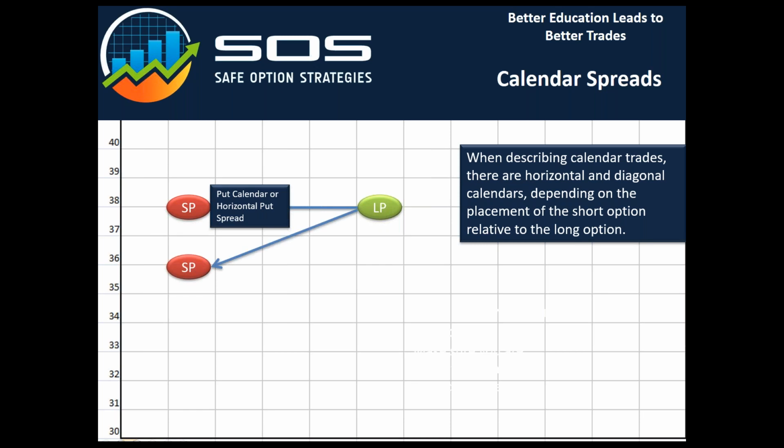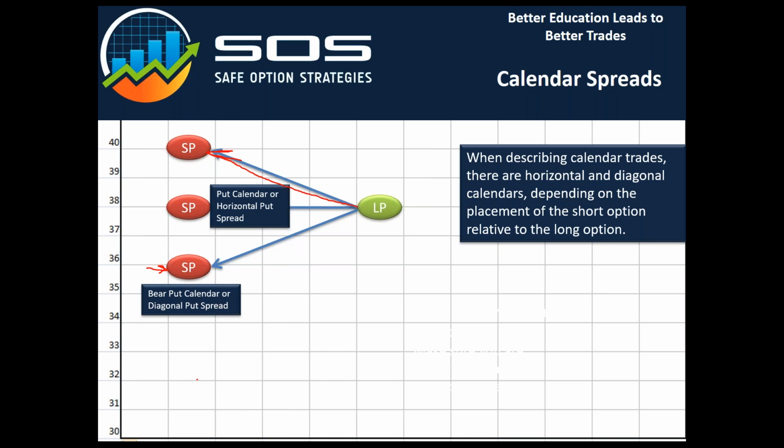Okay, even though we've switched to puts, we're still in a bear put calendar if the short put is at a lower strike price than the long put. And we're still in a bull put calendar if the short put is at a higher strike price than the long put.